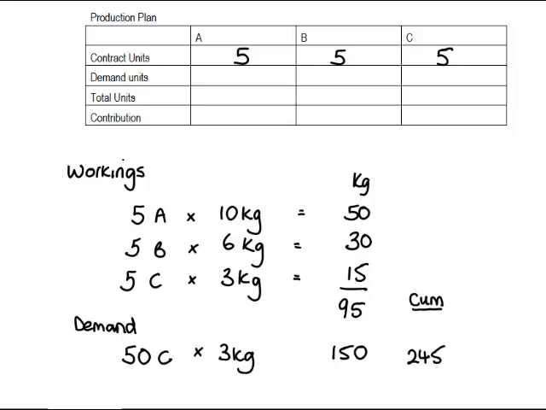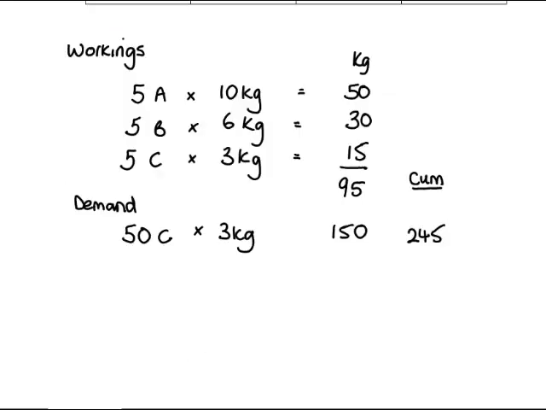We've only used 245. So let's go on to our second ranked product, which is B, and 50 units of B at 6 kilograms is going to use up 300. So now we've used up 545. Now we need this to be 845, so it means that we've actually only got 300 kilograms left.